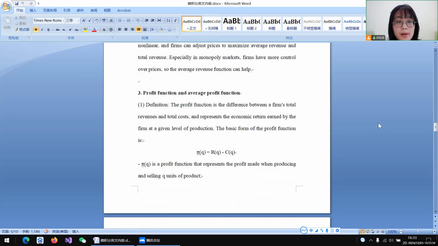The third part is about the profit function and average profit function. The function is π(q) = R(q) − C(q).